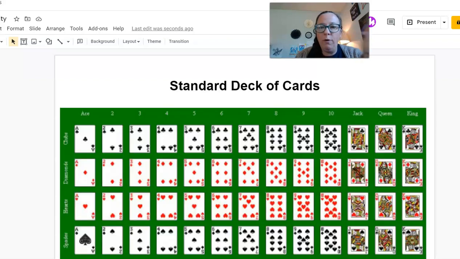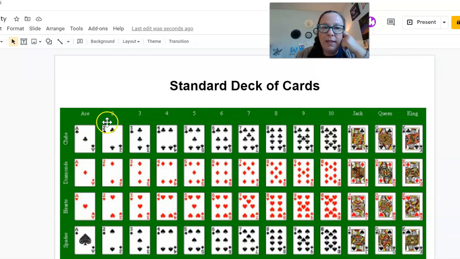All right, now before we do the next example, I have been surprised throughout the years how many students do not know what a standard deck of cards consists of. So you've got 4 suits, that's what we call them. Spades look like this, hearts like this, diamonds like this, and clubs like this. Your clubs and your spades are black, and your diamonds and your hearts are red.